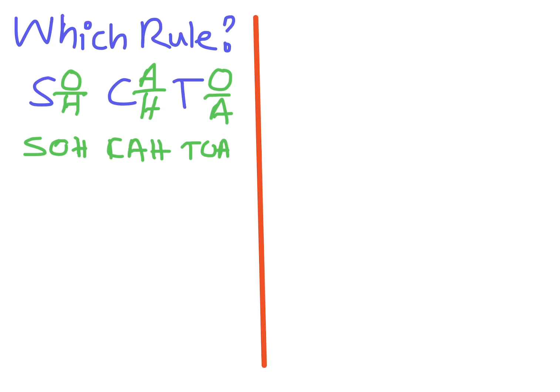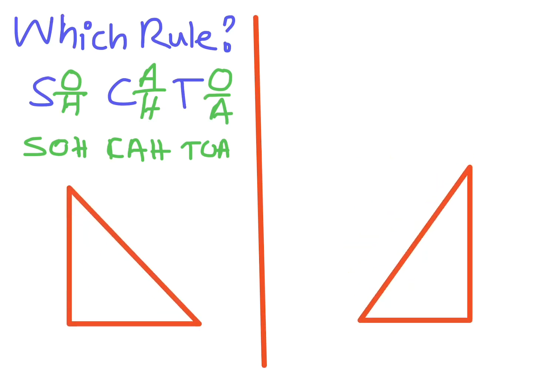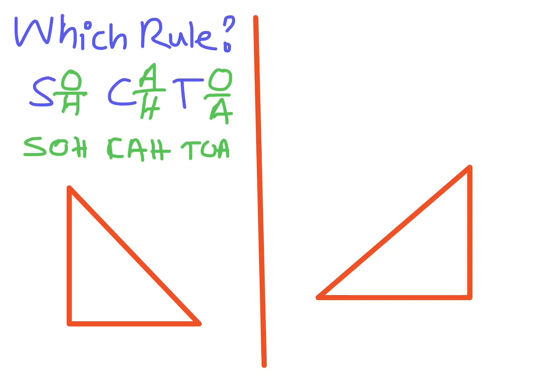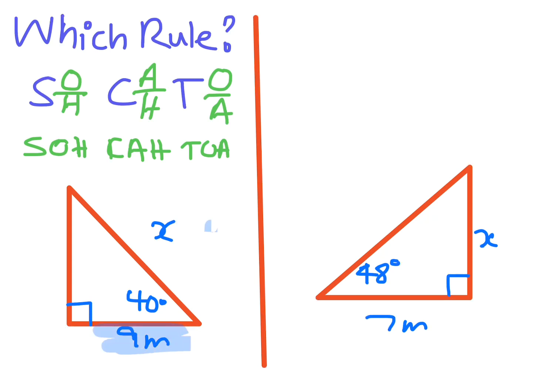Now, basically, X will either end up being on the top or it'll end up being on the bottom. So if we look at these two different questions here, we're just going to show you how to figure out which one's which. So that's 9 meters, 40 degrees, and that's X. 7 meters and 48 degrees. If you look at the first one here, we're given the 9, and the 9 is adjacent, and then we are given the X, and the X is on the hypotenuse.